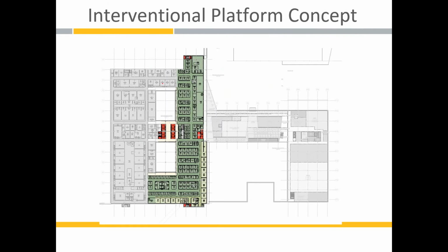This is a diagram of what it was looking like in early schematics. Again, this is the operating rooms, the interventional rooms, cath labs, endoscopy, and this was the support functions for that, including PACU, prep, etc., that I'll be focusing on in the discussion. So the challenge was how to scale this.